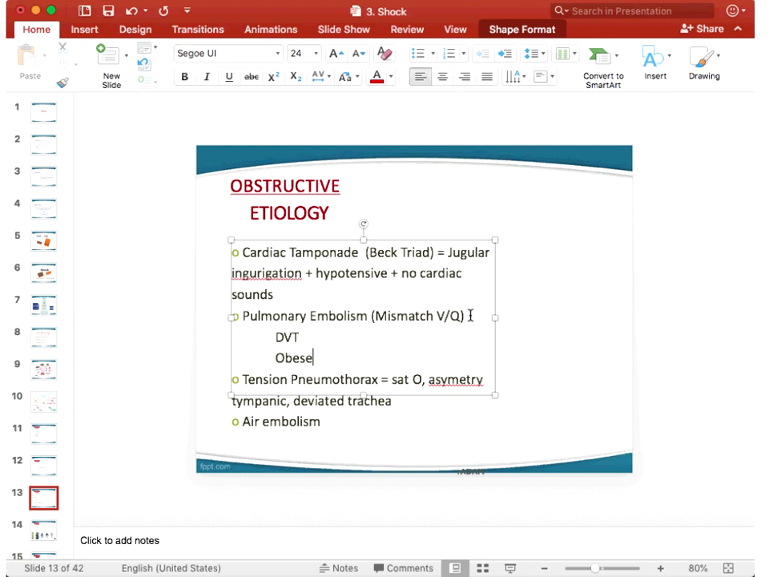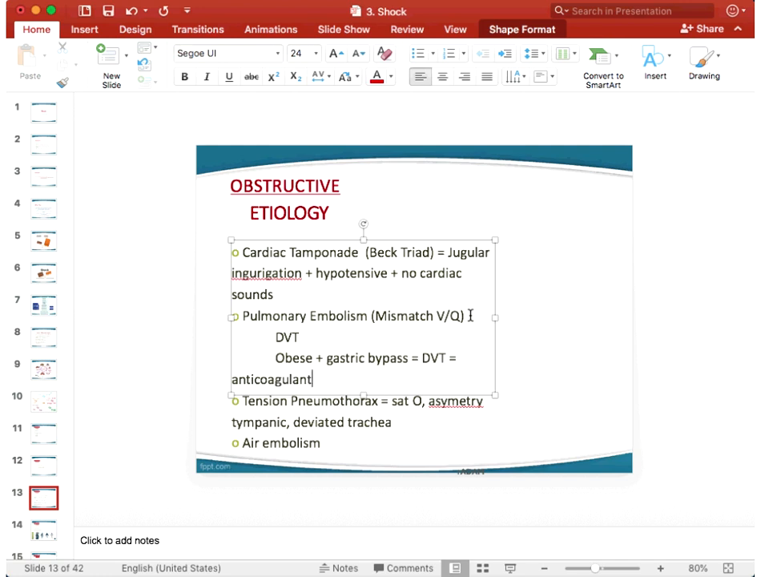So you have a patient who is obese, then you have the immobilization factor, such as a gastric bypass surgery. So in these kind of patients, you have to assume that most of the time they will develop a deep venous thrombosis. Therefore, you have to start anticoagulant immediately in these kind of patients. Can you remember which one we talked about? Maybe heparin? Yes, very good.